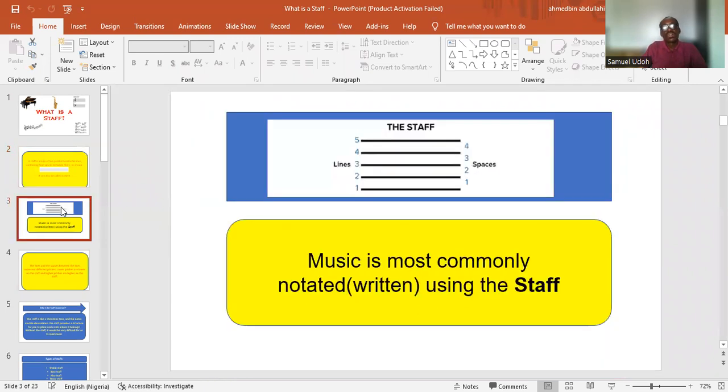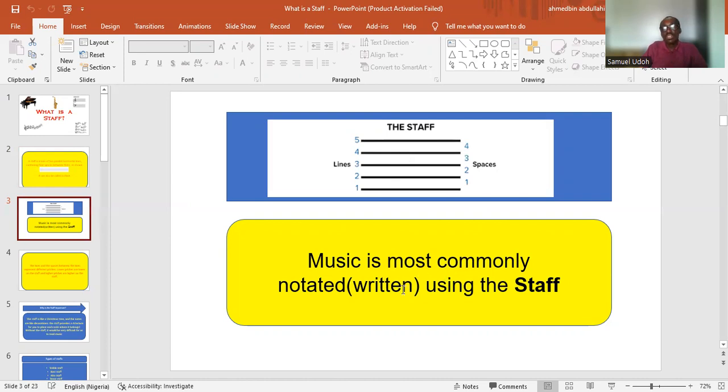Okay. So what is it used for? This is the staff here. We have line 1, line 2, line 3, line 4, line 5. Now, what is a staff used for? And this is space 1, space 2, space 3, space 4. What is it used for?